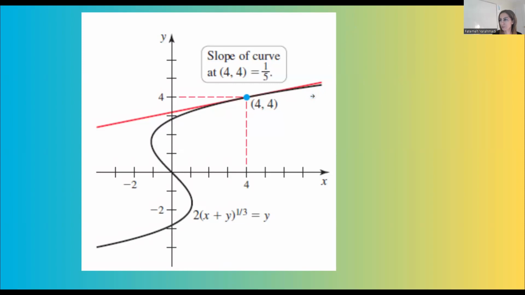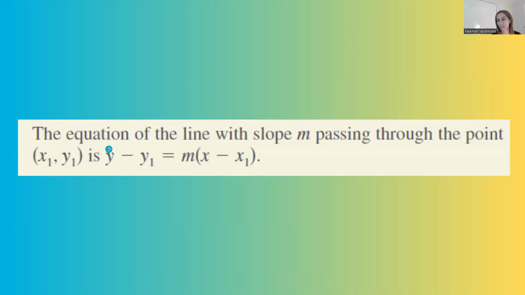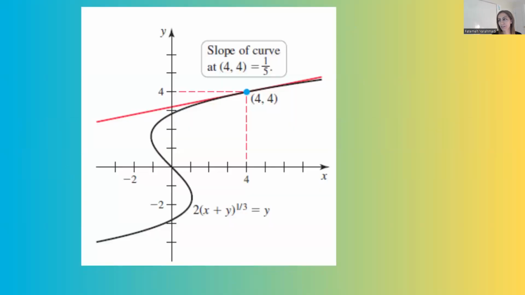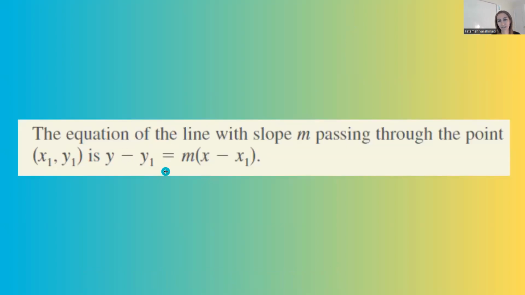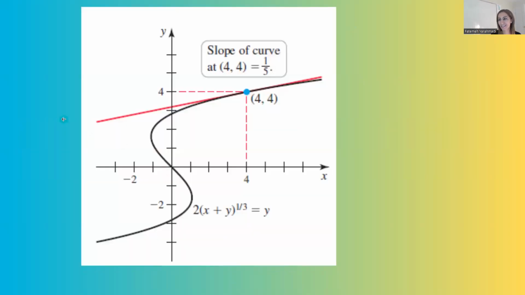For those of you who want to review the equation of the tangent line, remember the algebra you learned: the equation of a line with slope m passing through a point (x1, y1) is y minus y sub 1 equals m times (x minus x sub 1). Since here we have the line passing through (4, 4), y1 and x1 are both equal to 4. And as you remember, the slope of the tangent line is 1/5. So we can plug them into the formula and simplify it, and you get this line as the tangent line to this relation. Again, guys, this is not a function.